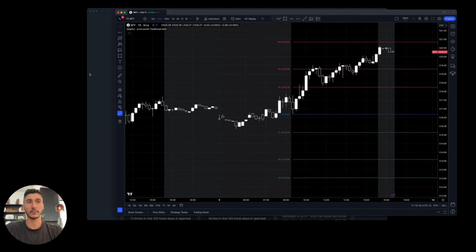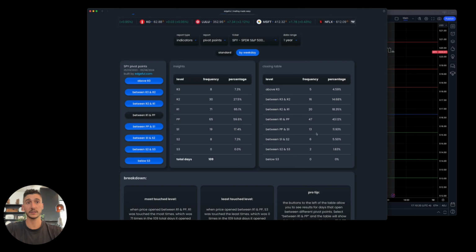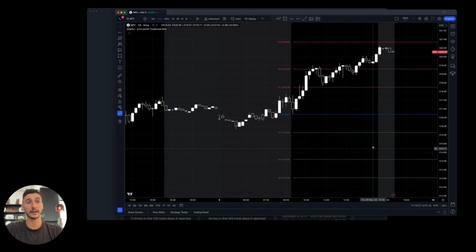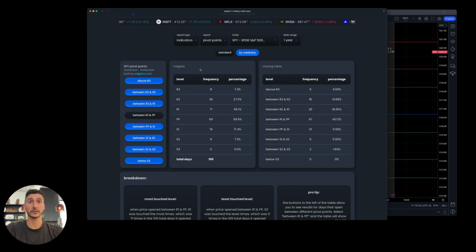Everything is a game of probabilities. So the way that you can use this is to say, if I don't expect S2 to be touched, and I also don't expect price to close in S2, I can sell options down here. So that's the way that you can use some of the indicator reports.